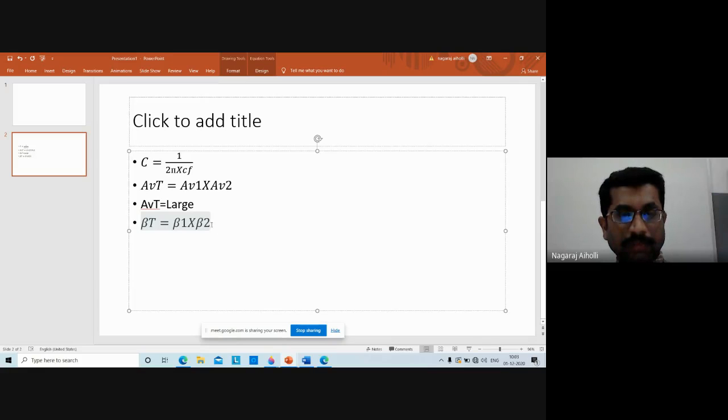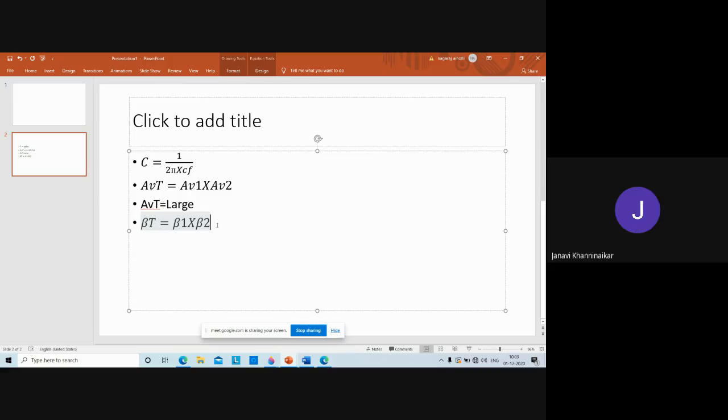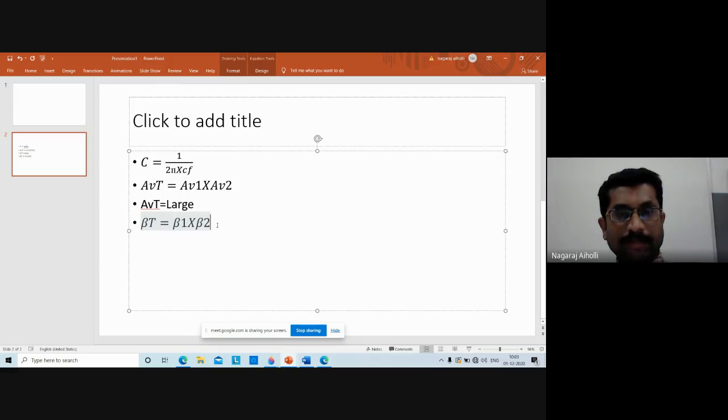Beta 1 is equal to beta 2 is equal to beta. So if beta 1 is equal to beta 2 is equal to beta, then what will be beta total or beta Darlington pair? It will be beta into beta, beta square. Exactly, beta into beta, that is beta square. So that is how we are getting the Darlington pair beta, that is total beta, as beta square.